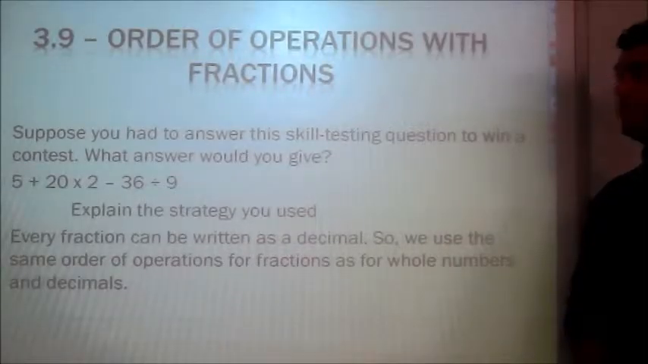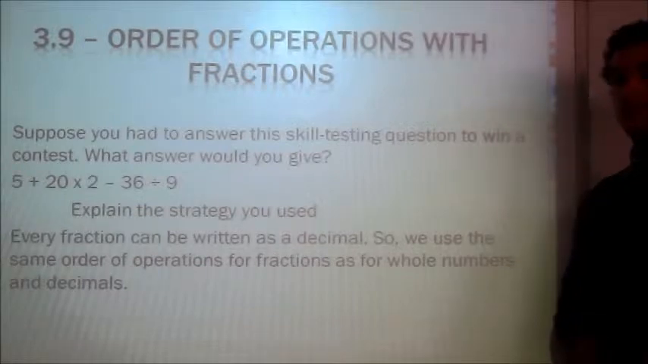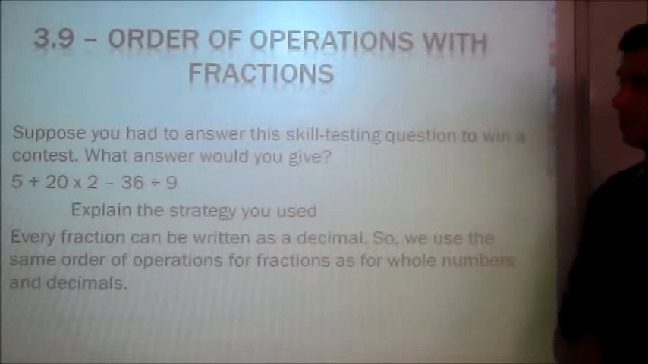Topic 3.9, Order of Operations with Fractions. Suppose you had to answer this skill testing question to win a contest. What answer would you give? 5 plus 20 times 2 minus 36 divided by 9. Explain the strategy you used.